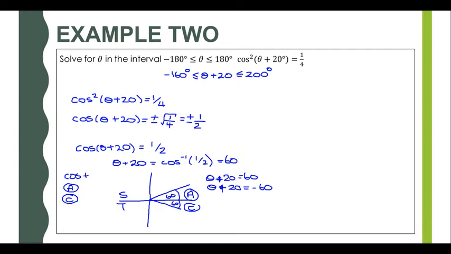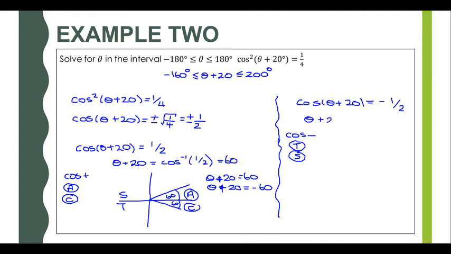I'm now going to do exactly the same thing, but this time for my second solution. Cos of theta plus 20 is equal to minus a half. So this time I'm looking at the sections where cos is negative, which is the tan and sine section. Again, I need to solve to find theta plus 20, which is inverse cos of minus a half, which gives us 120 degrees.